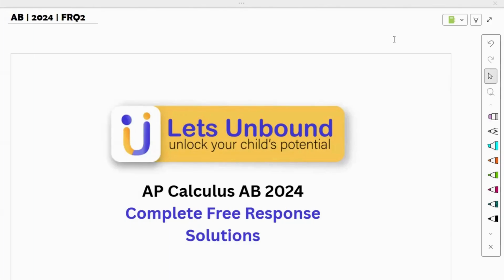Hey everyone, in this video we are solving question 2 from the 2024 AP Calculus AB free response section. This is a particle motion problem involving a velocity function, which is basically a logarithmic function. We will cover direction, acceleration, position and total distance. So let's dive right in.